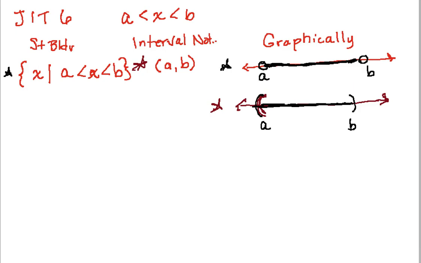Now I need to deal with what happens if I have, let me do a different color here. So what do I do if I have A is less than or equal to B? All right, yeah, let me undo that.